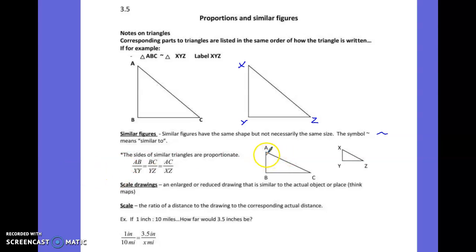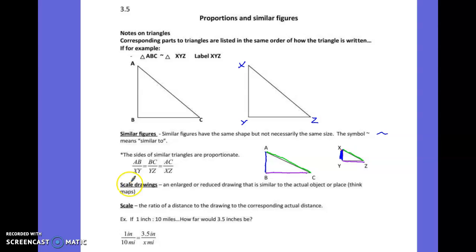So for example, if I say side AB right here in this triangle ABC and XYZ, that is going to be proportionate with side XY right here. If I look at side AC, that's going to be proportionate with XZ. And if I have side BC or CB, however you want to look at it, that is going to be proportionate with YZ. So I should make this blue so you can see that those are all proportionate sides.